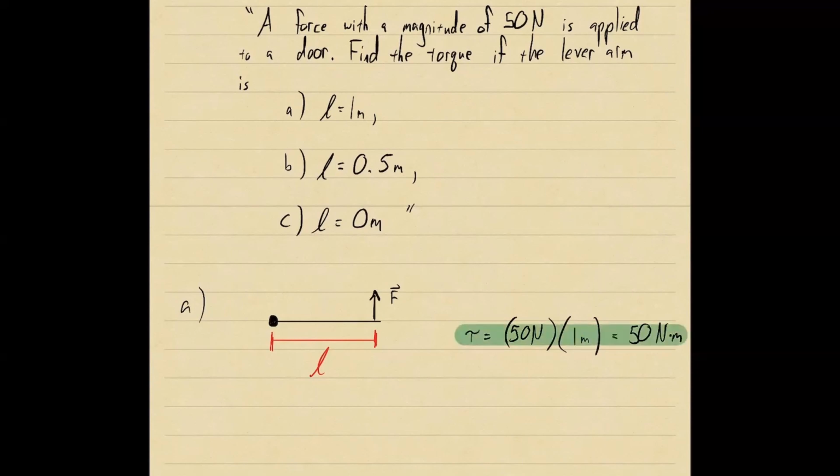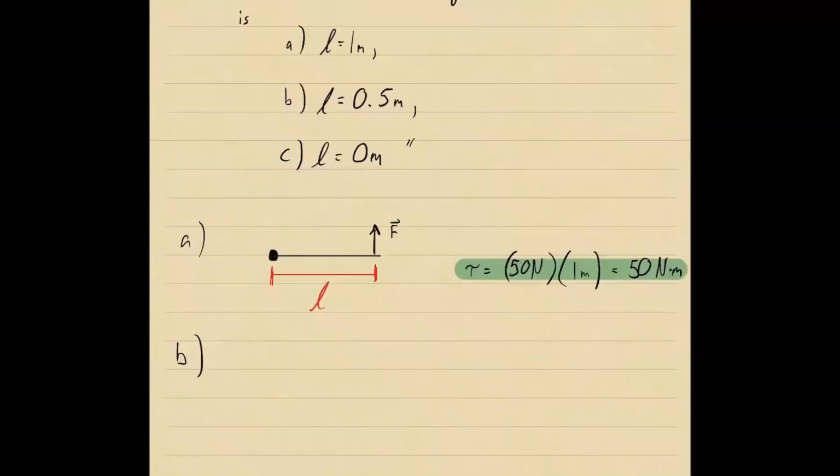That's our first answer. So part B is basically the same thing. The torque is just the magnitude of our force, but now it's being applied half a meter away from our axis of rotation. So this is going to be 25 Newton meters of torque.